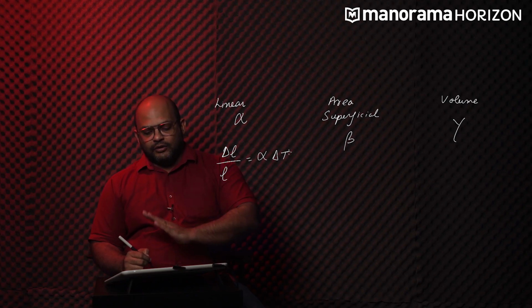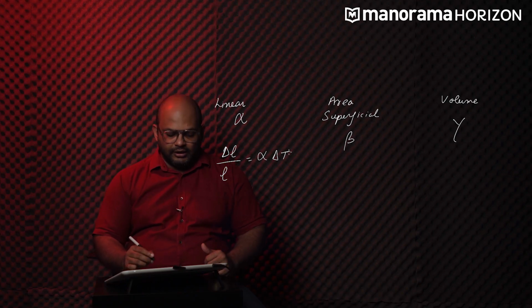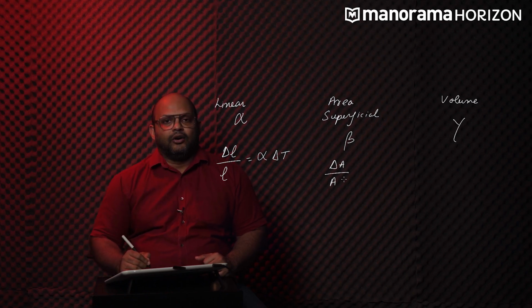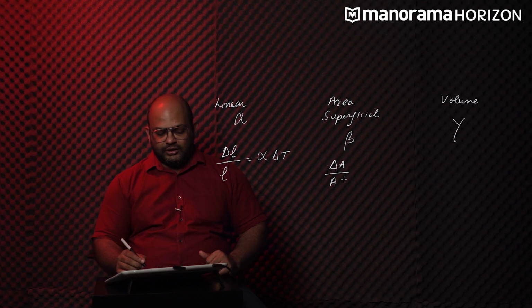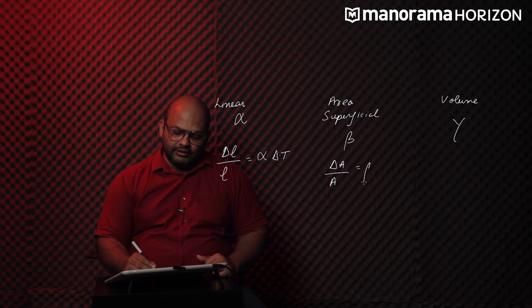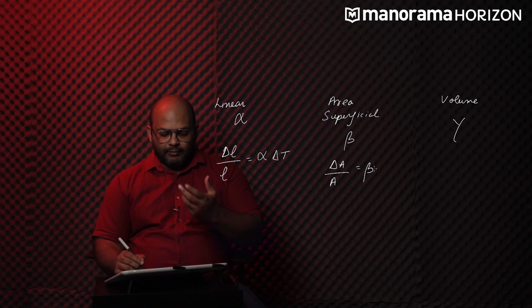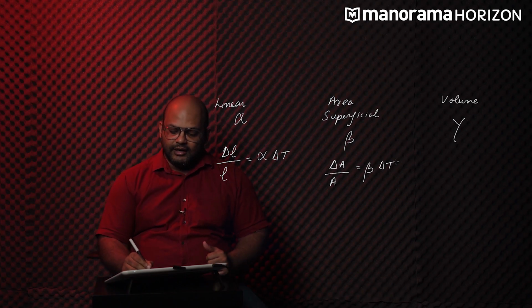Similar ideas carry over to area and volume expansion. So, if we take the change in area for a given object and divide by the original area of the object at the initial temperature, this will be equal to the superficial coefficient of expansion, that is beta, multiplied by the change in temperature.